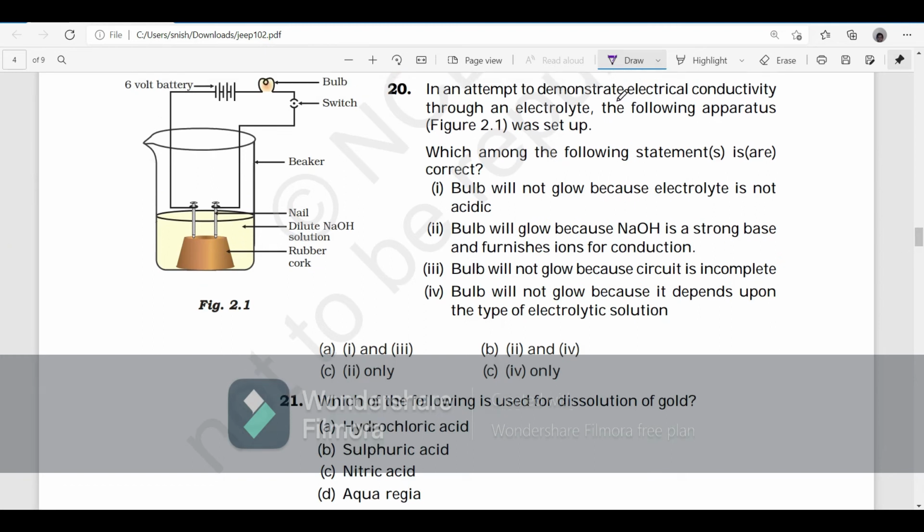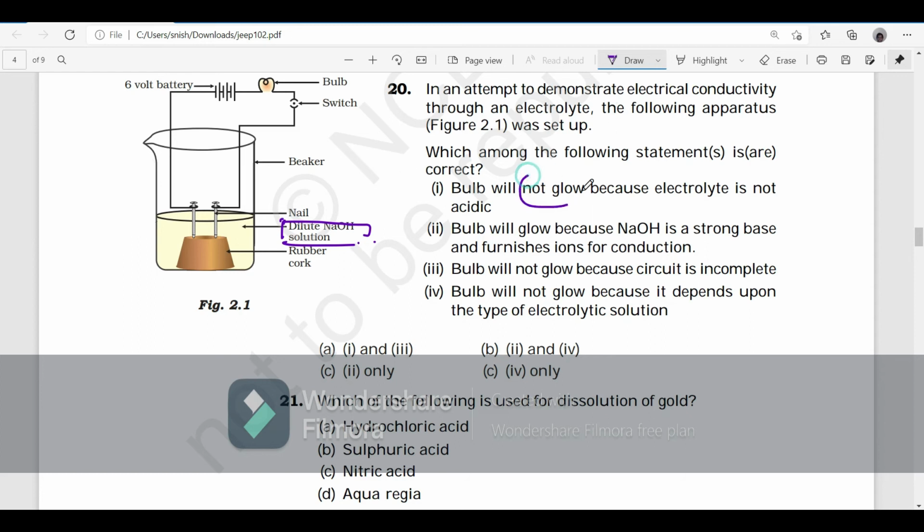In an attempt to demonstrate electrical conductivity through an electrolyte, the following apparatus was set up. Which among the following statements is or are correct? Bulb will not glow because electrolyte is not acidic. So let's just observe this. Electrolyte is our dilute NaOH, right? This is a direct experiment. NaOH. So will the bulb not glow?